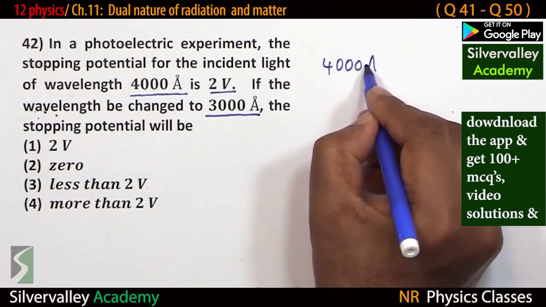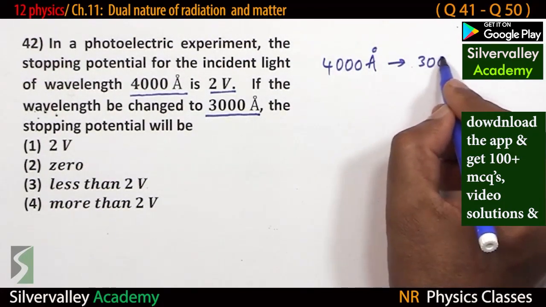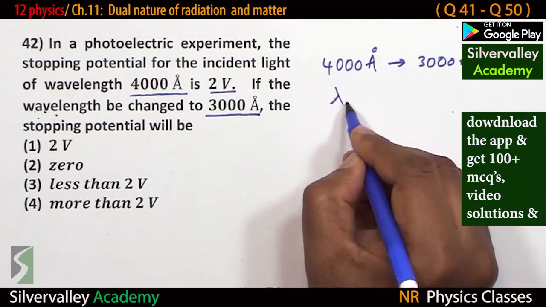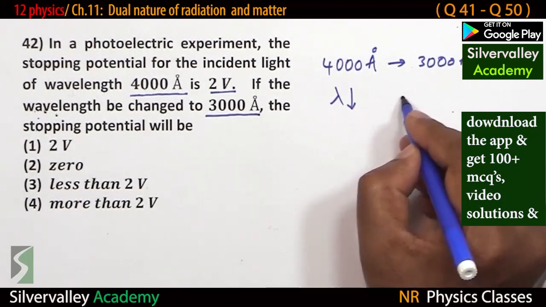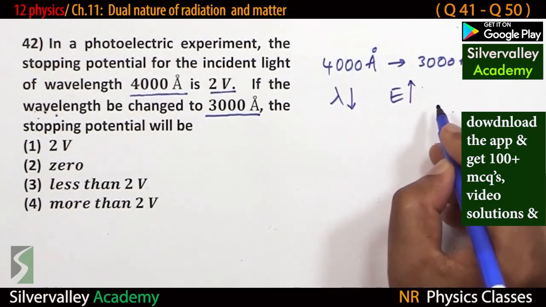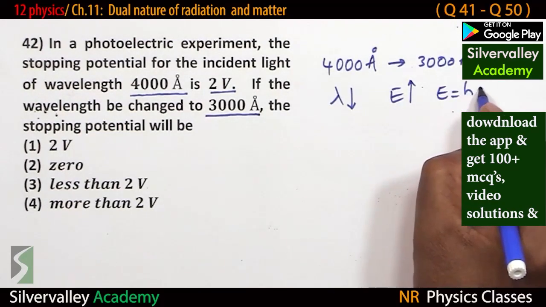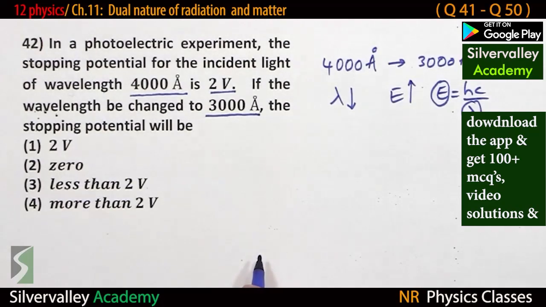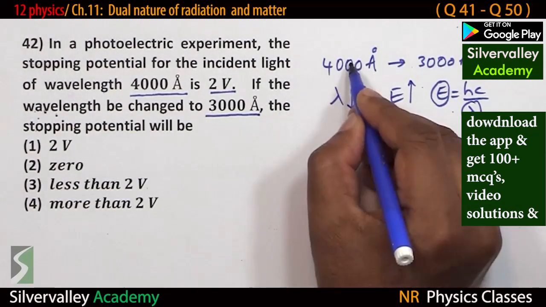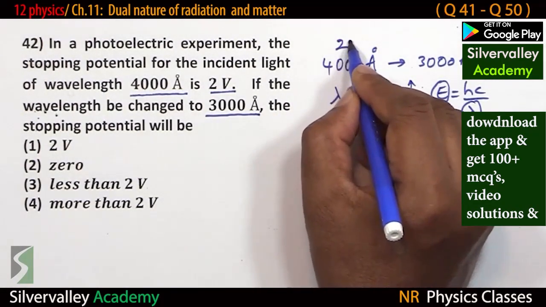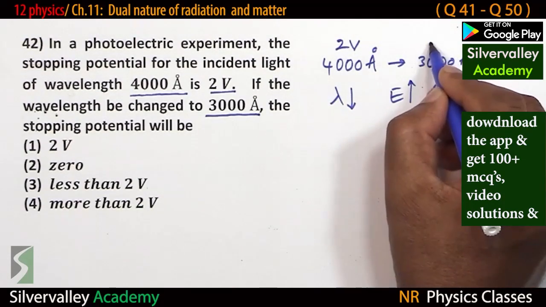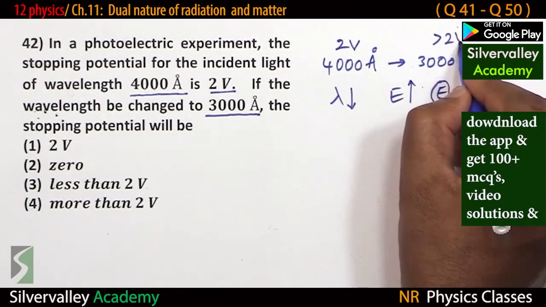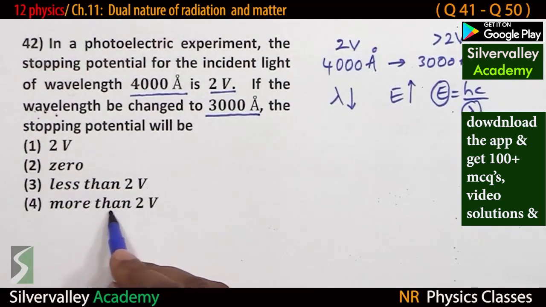4000 angstrom to 3000 angstrom means the wavelength decreases. Wavelength decreases means energy increases because E equal to hc by lambda. These two are inversely proportional. So for 4000, if it is 2 V, for 3000 it should be greater than 2 V. So more than 2 V.